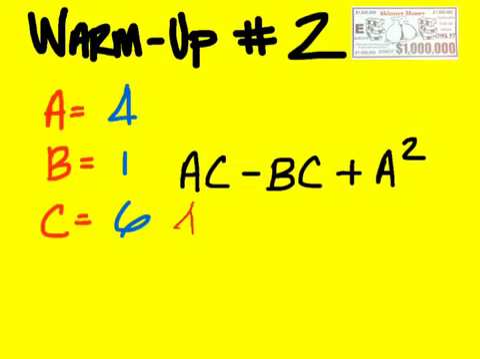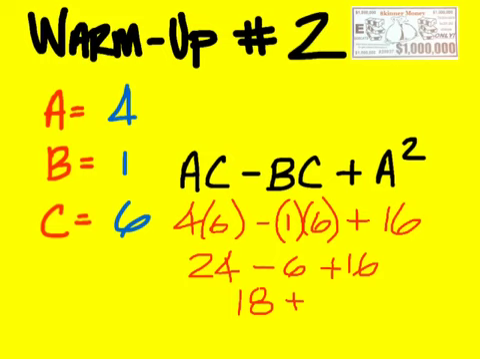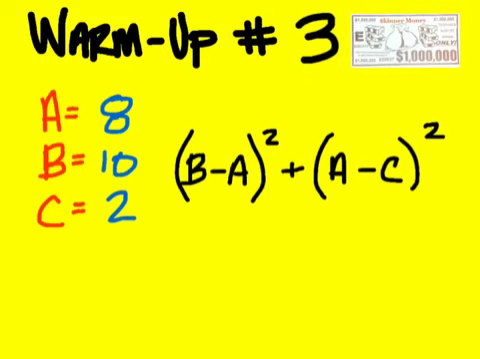AC is going to be 4 times 6, and then BC is going to be 1 times 6, and then plus A squared, that's going to be 16. So 24 minus 6 plus 16 is 18 plus 16. That does indeed equal 34. Number 3. Answer on this one should be 40.